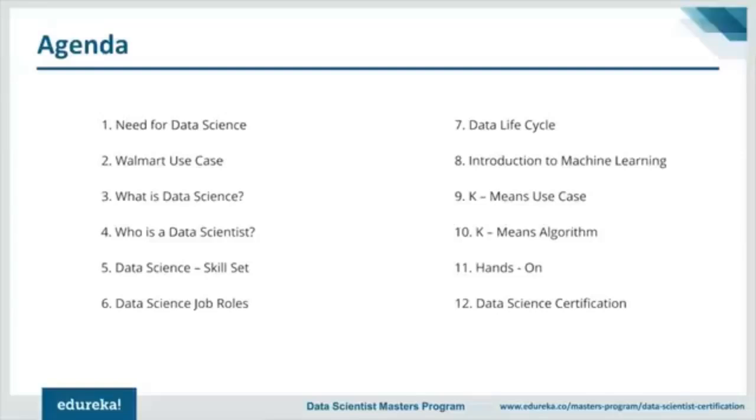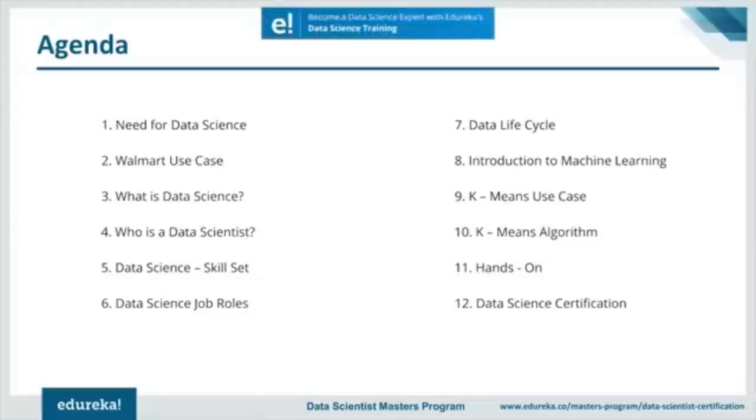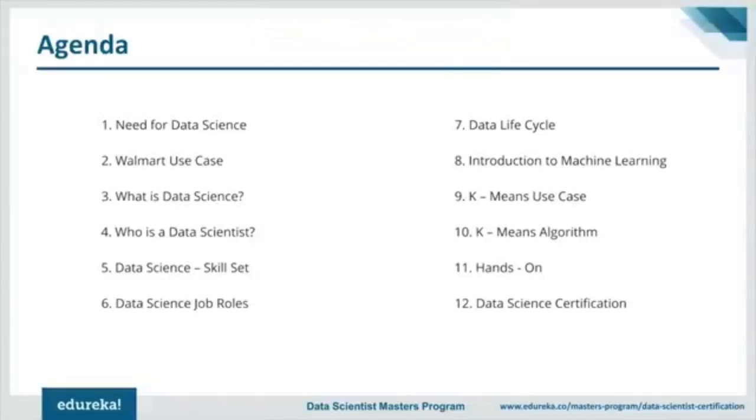We're going to begin with discussing the various sources of data and how the evolution of technology and introduction of IoT and social media have led to the need of data science. Next, we'll discuss how Walmart is using insightful patterns from their database to increase the potential of their business. After that, we'll see what exactly data science is. Then we'll move on and discuss who a data scientist is, where we'll also discuss the various skill sets needed to become a data scientist.